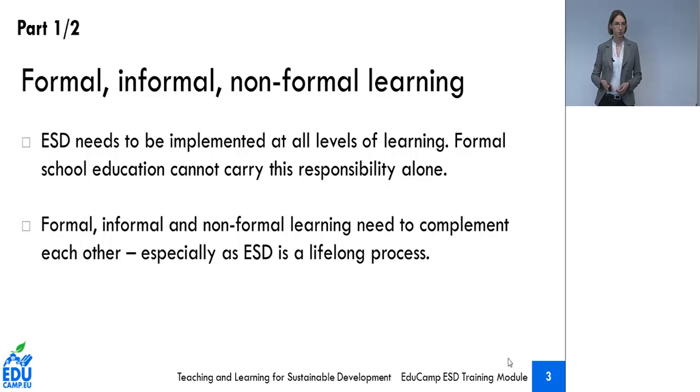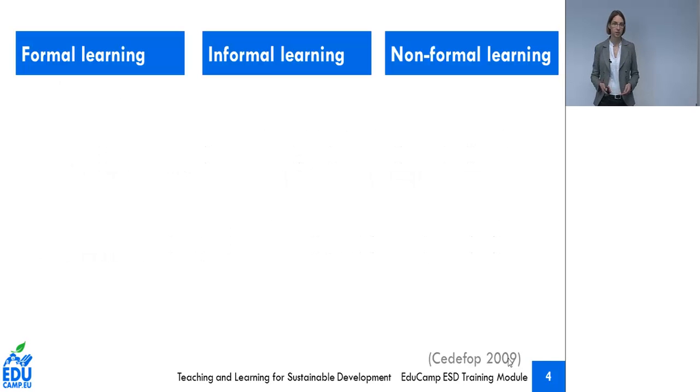So I start with the first one and the terms formal, informal and non-formal learning. Also in previous presentations about sustainable development and education for sustainable development, we talked about that ESD needs to be implemented at all levels of learning. Formal school education alone cannot carry this responsibility. So formal, informal and non-formal learning really need to complement each other, and especially when we think of that ESD should be a lifelong process. So what are now the differences between formal, informal and non-formal learning?